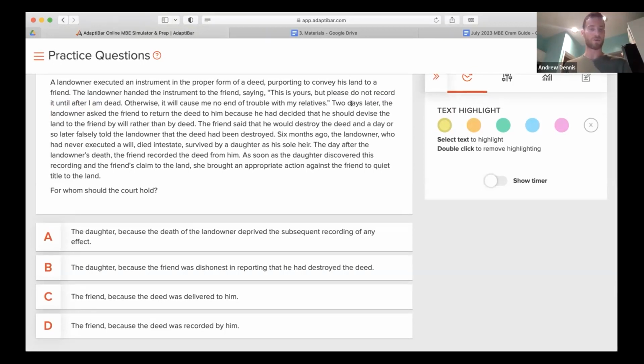Six months ago, the landowner, who had never executed a will, died intestate, survived by a daughter as sole heir. The day after the landowner's death, the friend recorded the deed from him. As soon as the daughter discovered this recording and the friend's claim to the land, she brought an appropriate action against the friend to quiet title to the land. For whom should the court hold? A: The daughter, because the death of the landowner deprived the subsequent recording of any effect. B: The daughter, because the friend was dishonest in reporting that he destroyed the deed. C: The friend, because the deed was delivered to him. D: The friend, because the deed was recorded by him.